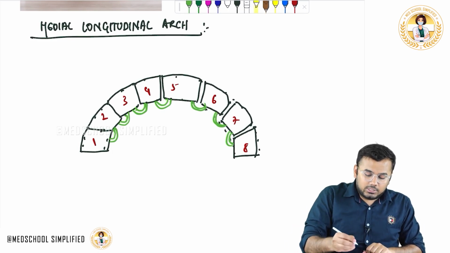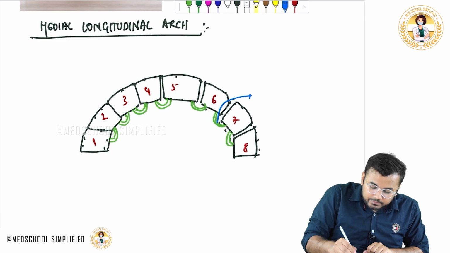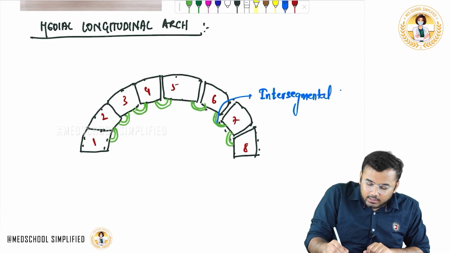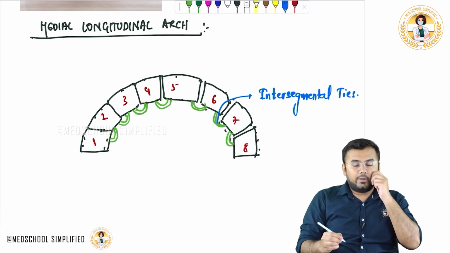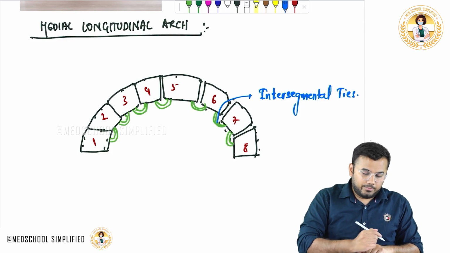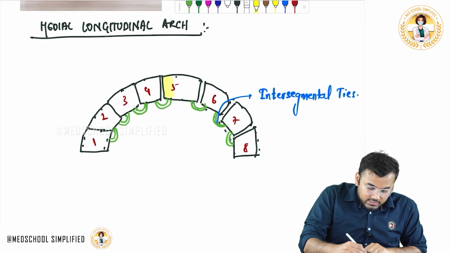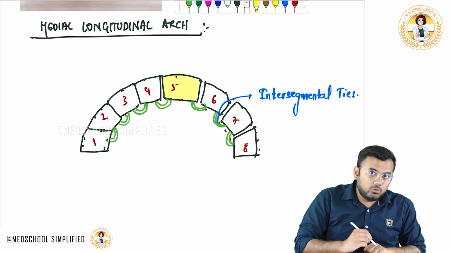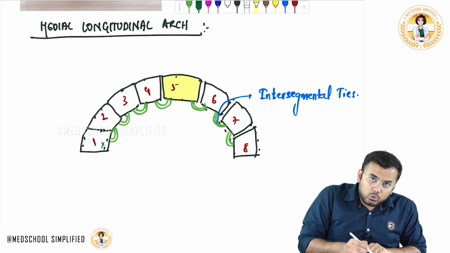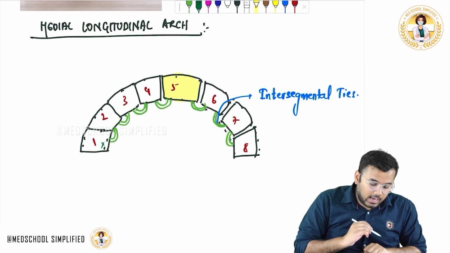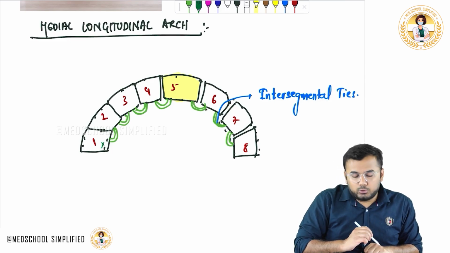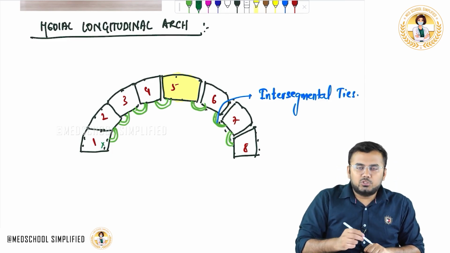So for any arch, the important things you need to have, one is intersegmental ties. Next important thing: out of all these bones, can you tell me which is the main bone here? I will say bone number 5 is the main bone. Why? If I remove bone number 1, nothing is going to happen. Bone number 2 will take the place of bone number 1 and the arch will still be there. If I remove bone number 8, bone number 7 will come to its position and the arch might be smaller but there will still be an arch.